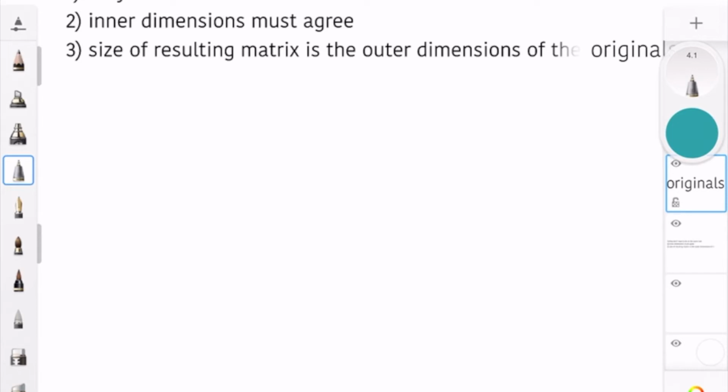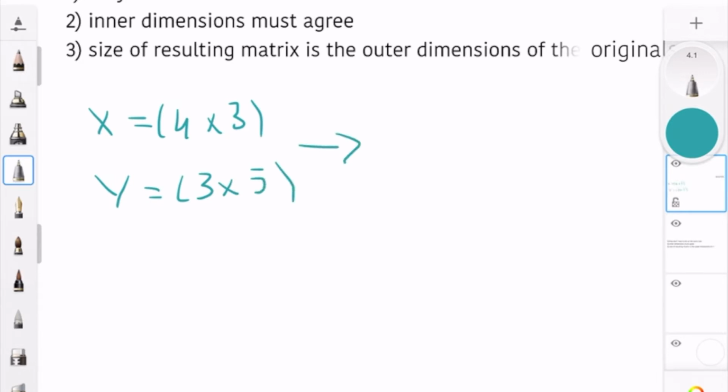Let's suppose that you have matrix X, which is 4 by 3, and you have a matrix Y, which is 3 by 5. As you can see, they are not the same size, but if we want to multiply matrix X times matrix Y, we have a 4 by 3 and 3 by 5.